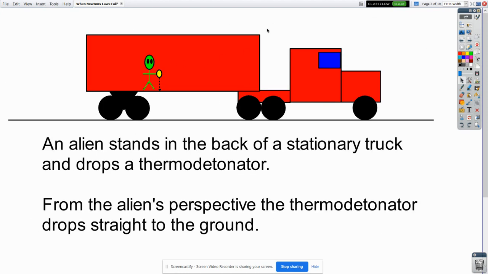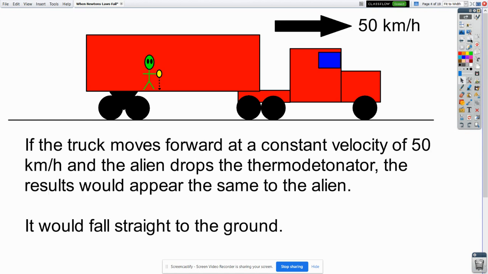And again, it doesn't matter if this truck is totally stationary. This back axle is a certain distance away from the alien, and it stays a certain distance away from the alien, thus the perception that the truck is not moving. The tractor part of the truck is a certain distance from the alien, and it stays that same distance from the alien, thus the perception the truck is not moving.